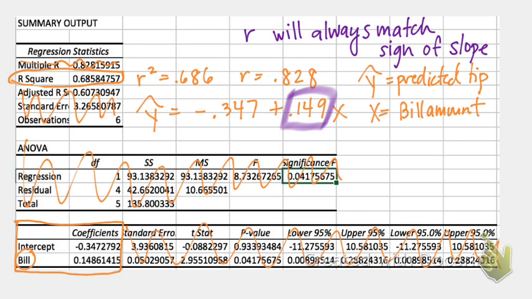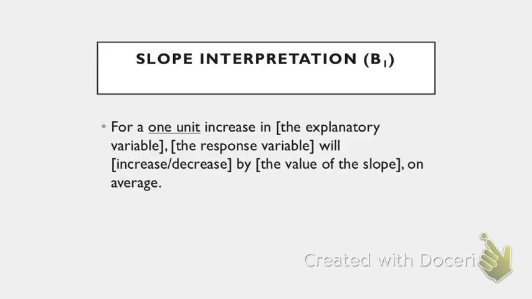So those are the only three things that you need from there. The last part of this section is interpreting the slope and the y-intercept, and we have little scripts for them. Up until this point, we have two scripts, one for R, one for R squared. Now we have two more, slope and y-intercept, and then that'll be it for the scripts. So go ahead and write this one down, and then I will talk about it.